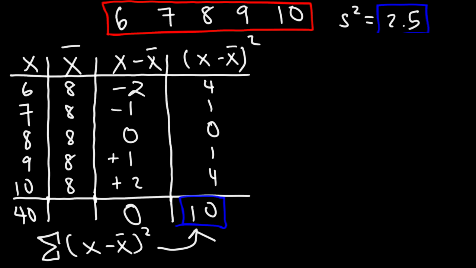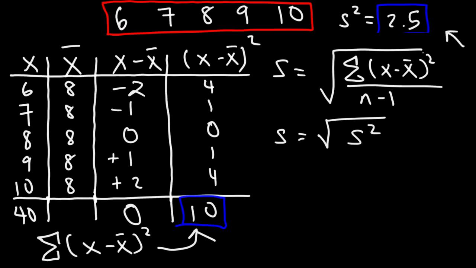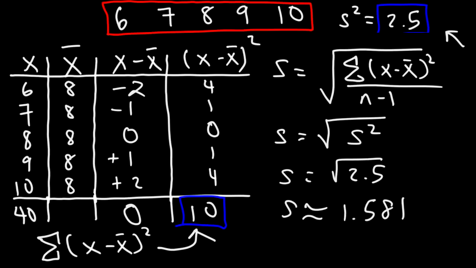Now let's calculate the standard deviation. Here's the formula for the standard deviation. It's the square root of the sum of the square of the deviations divided by n minus 1. So the standard deviation is basically the square root of the variance, which we already have here. So it's going to be the square root of 2.5, which is approximately 1.581. So now you know how to calculate the standard deviation and the variance of a sample.